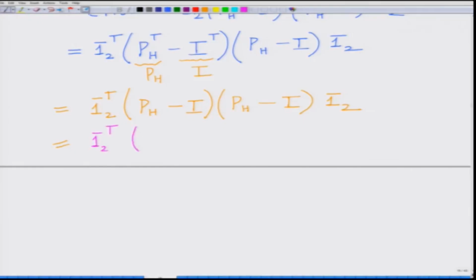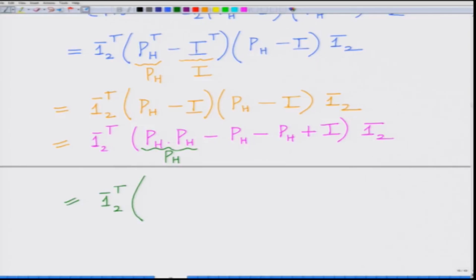1 bar 2 transpose times, now multiplying out the quantities in the brackets, P_H into P_H minus I times P_H, which is P_H, minus P_H times the identity matrix, which is P_H, plus identity times the identity, which is identity itself, times 1 bar 2. Now, you can see P_H times P_H is equal to P_H itself. So, this is basically your 1 bar 2 transpose, where we are using the property that P_H times P_H is equal to P_H. So, this is P_H minus P_H minus P_H plus I times 1 bar 2.